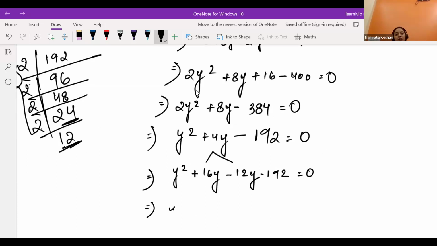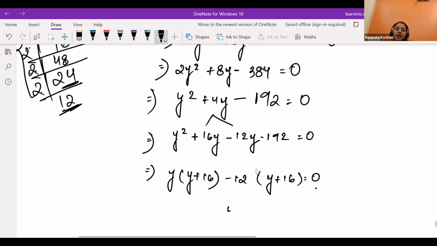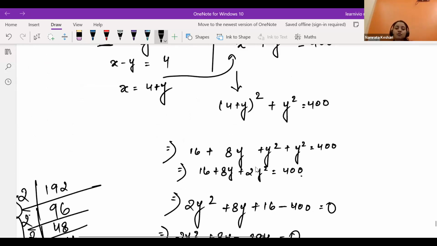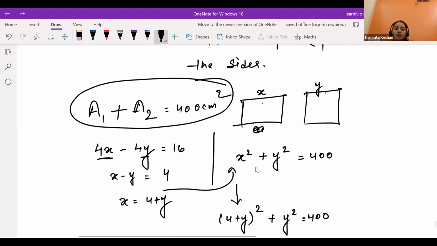So we will get y plus 16, and from there we'll be taking minus 12 common, still we'll be getting y plus 16 is equal to 0. Now you can see 12 is the value which we will accept and minus 16 we will reject, because that is negative, and length or distance can't be negative. So y is equal to 12 we'll be taking, and this y equals 12 we can substitute back into x equals 4 plus y, and we'll be getting x.